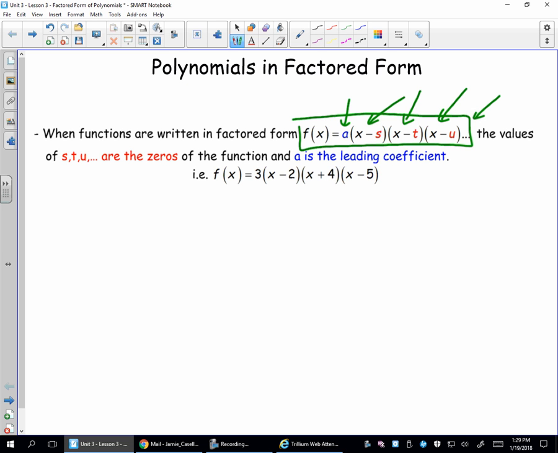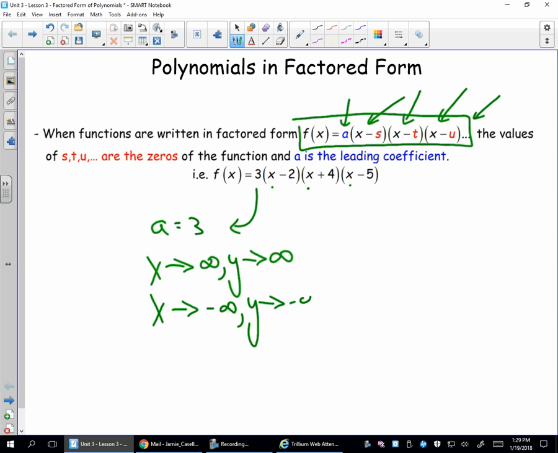Okay, so if I was looking at this equation right here, my a would be 3, my leading coefficient. So I know right off the bat that this would be opening up to the right. If I count my x's, 1, 2, 3, it's an odd number, so I would know to the left, I'd have to be going down. I would know now that I have zeros of x equals 2, opposite sign, -4, and +5. So I can make my graph even more accurate than I had yesterday, where I just had an idea of 1 point. Well, now I've got 3 points. The more points I have, the more accurate my graph will get.